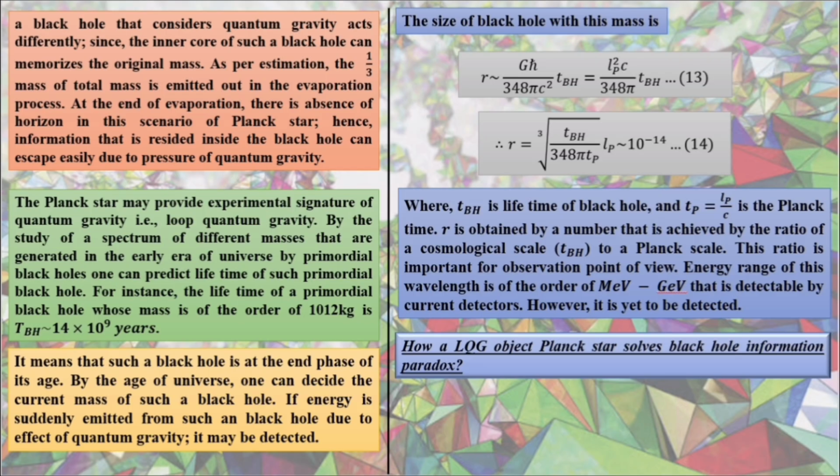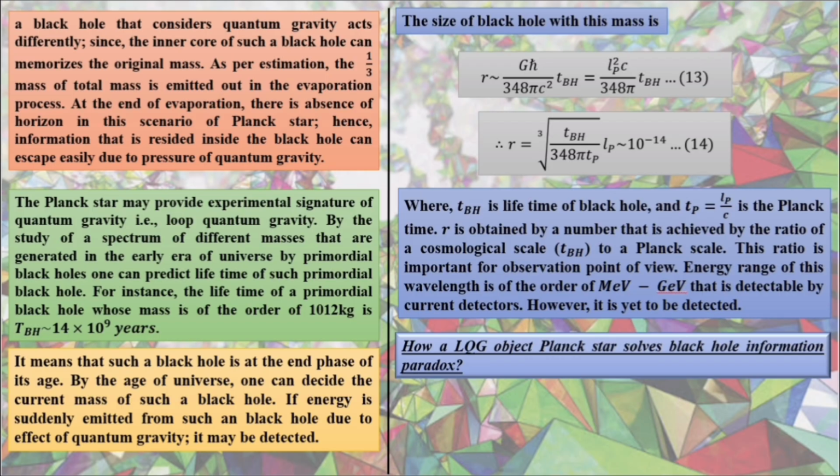That means such a black hole is at the end phase of its age, as its age is approximately equal to the age of our universe, and by the age of the universe one can decide the current mass of such a black hole. If energy is suddenly emitted from such a black hole due to the effect of quantum gravity, it may be detected.